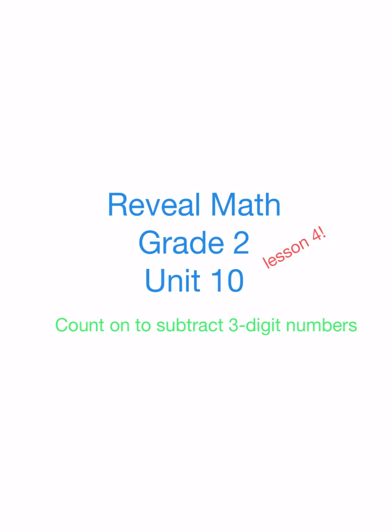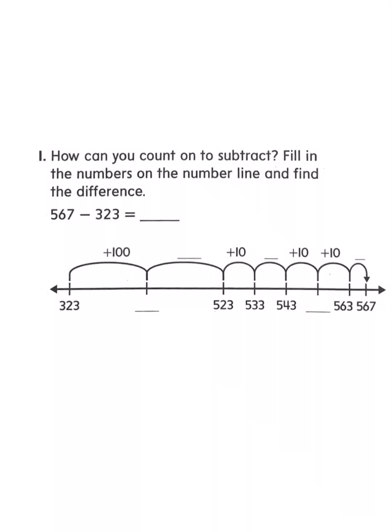Today we're looking at Reveal Math Grade 2, Unit 10, Lesson 4, which is about counting on to subtract three-digit numbers. This is one of the homework problems, and I anticipate that this would be pretty confusing for a lot of parents. Partly because we didn't learn it this way, and partly because it kind of messes with your mind when you think about it a little more. I'll get into that in a second.